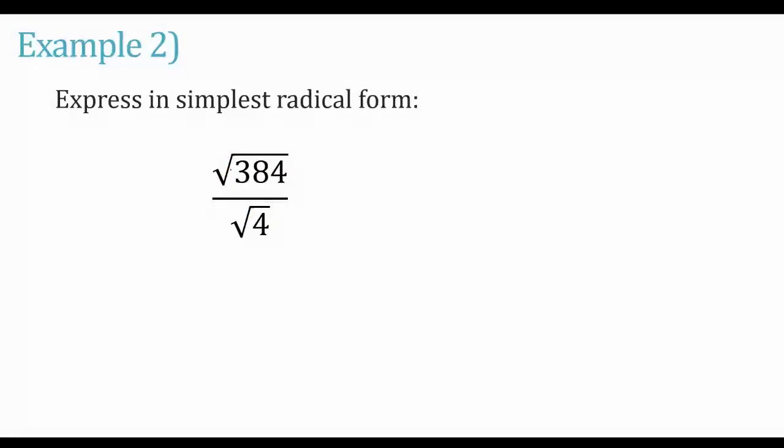We have the square root of 384 divided by the square root of 4. So let's start by dividing our radicands. 384 divided by 4 gives us 96. Now, hopefully you have your perfect square list ready and available so you can see which perfect squares can be divided into 96 and you start doing that division.